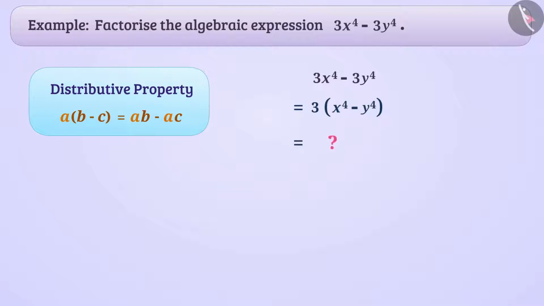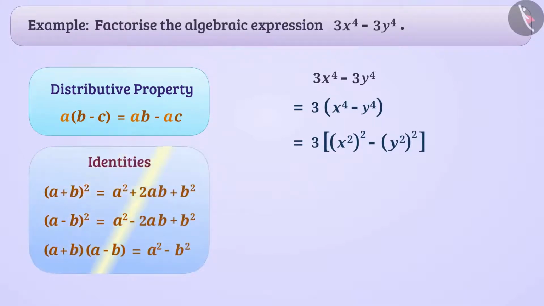Can further factorization be done? Think. Let me tell you, we can write x raised to the power 4 as (x square) whole square and y raised to the power 4 as (y square) whole square. With this, we can write the expression this way. Now tell me, which identity can we use for factorization of the given expression?